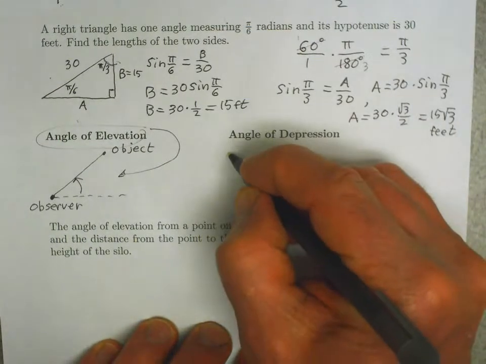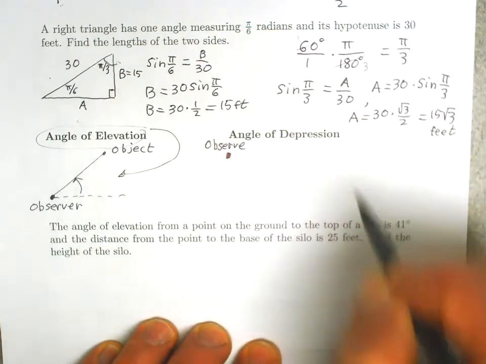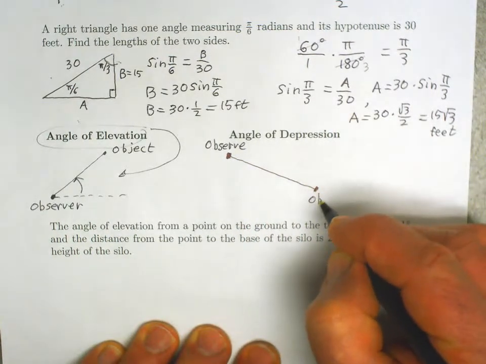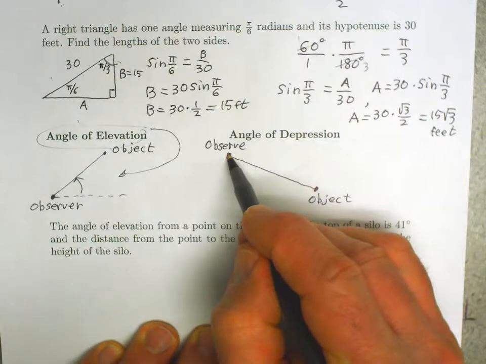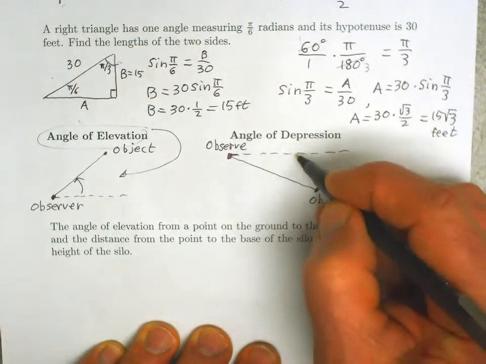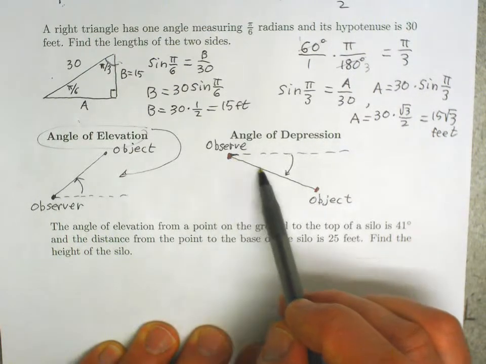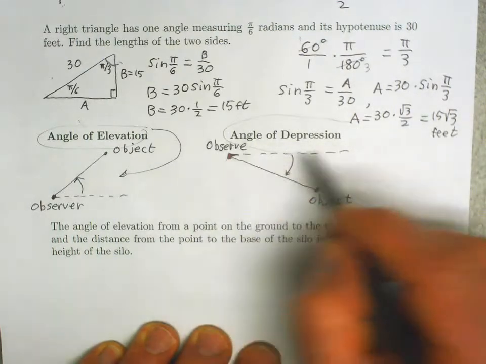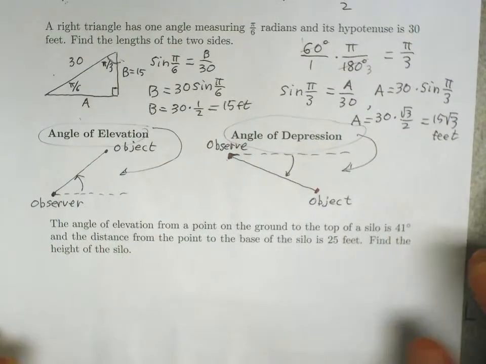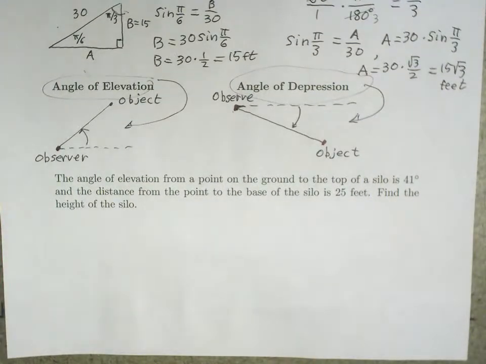Angle of depression. Suppose this time the observer is looking down at something. So he's looking downward at some object. Well, once again, from the observer's point of view, he can look horizontally, and the angle of depression is the angle formed from the horizontal to the line of vision from the observer to the object. So this is what is referred to as the angle of depression. Okay, let's apply that to an exercise.